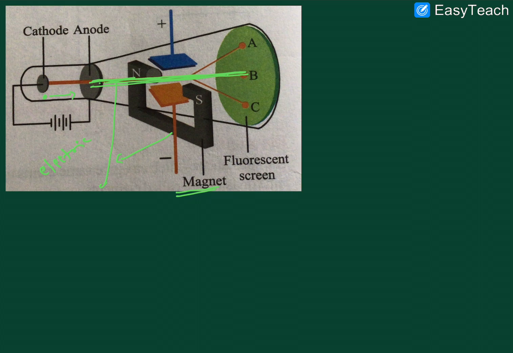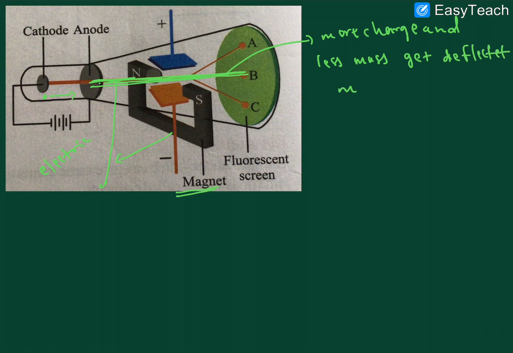If the cathode rays, these electrons, have more charge, there is more deflection, and with less mass, more deflection. I hope it is clear. So the cathode rays contain particles, and particles with more charge and less mass get deflected more. I hope it is clear. That's why it's called the charge to mass ratio.